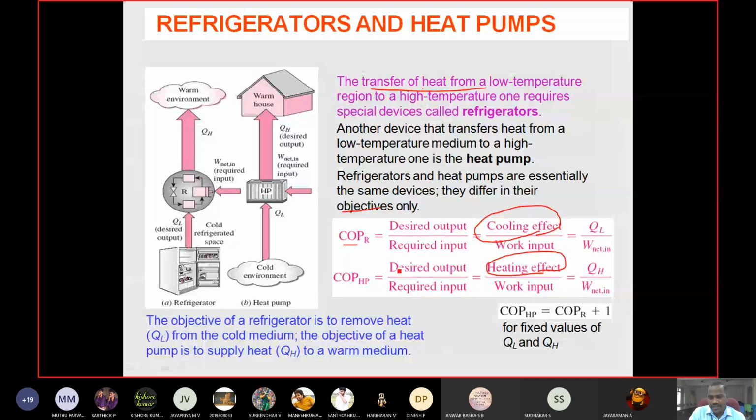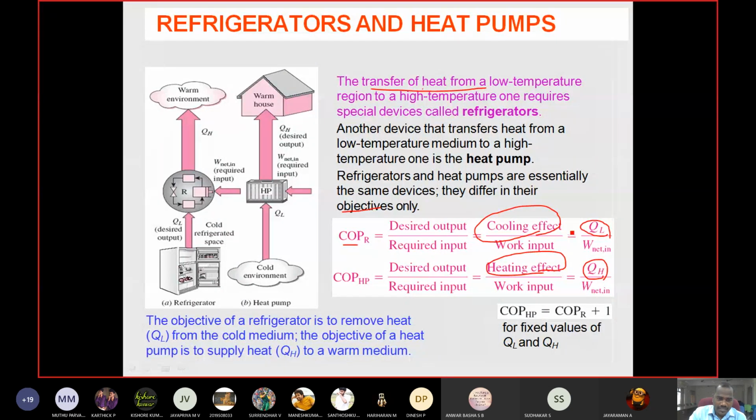So we can also differ the formulas. QL by W net will be your COP of refrigeration. Then QH, the heat transfer at the high temperature, and QL, the heat transfer at the low temperature, divided by W. So we can just refer to the diagrams. The refrigerator is used to get the cooling effect, and the heat pump is used to get the heating effect.